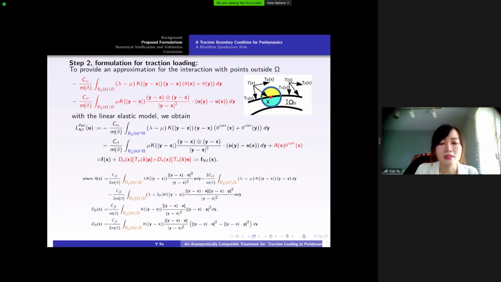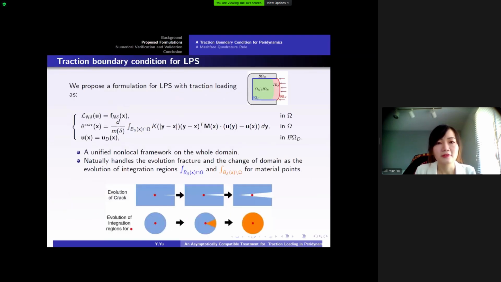So finally, we get a unifying non-local framework, a non-local description on the whole domain. So it can handle the regions with or without damage, and also when it's near the traction loading or when it's far away from the traction loading. And on the other hand, when there is a fracture, when there is an evolution of the fracture and the corresponding evolution of the domain, how should we handle that?